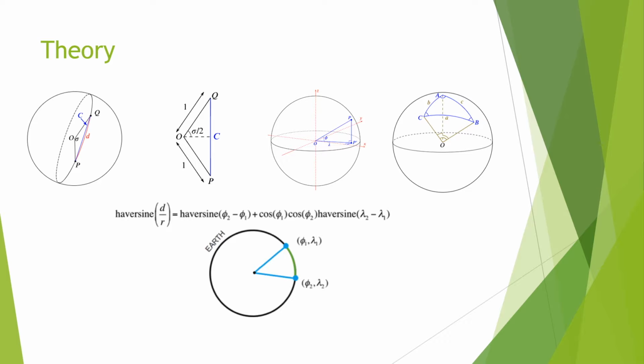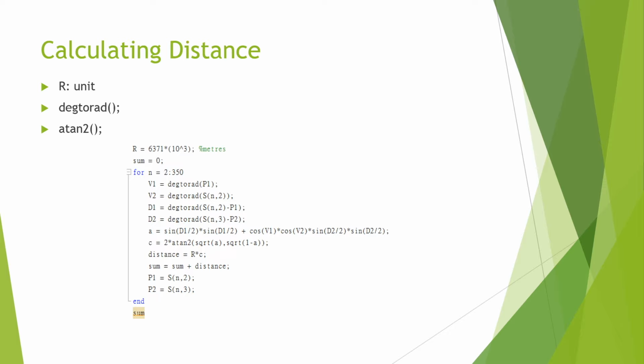This slide shown now is the picture for the theory of Haversine. This is the theory that we use to calculate the distance by using the values of the longitude and latitude. R is the K unit for the distance calculated. The degree to radian function is used to find the Haversine equation. The arctangent of x, y function is the arctangent of x divided by y. The code below shows how we find the total running distance.